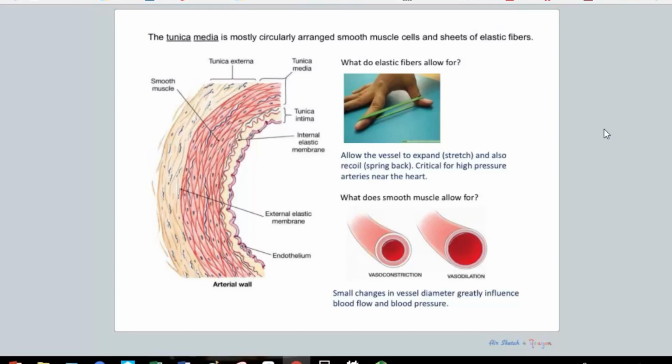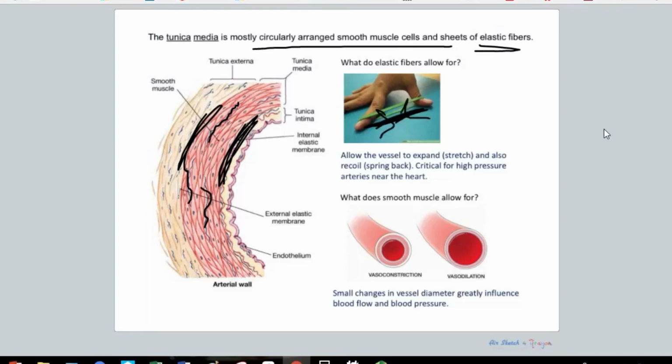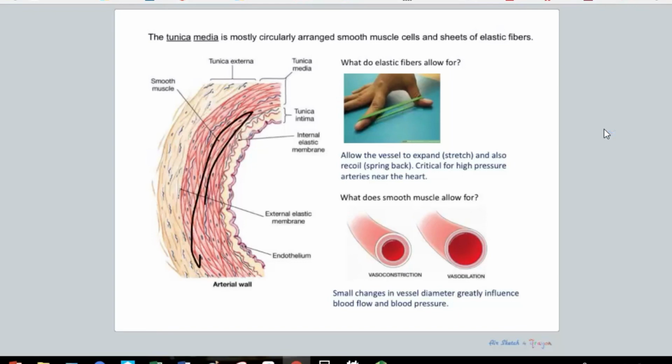Then we have the tunica media. So here's the tunica media right there. This is mostly circularly arranged smooth muscle cells, and also sheets of elastin fibers in there. First of all, what are these elastic fibers doing? Why do we want these elastic fibers in there? Well, it allows for stretch, and it also allows for recoil, which are going to be important properties when we talk about the elastic arteries. Then what about this circularly arranged smooth muscle? Well, that allows for both vasoconstriction and vasodilation.